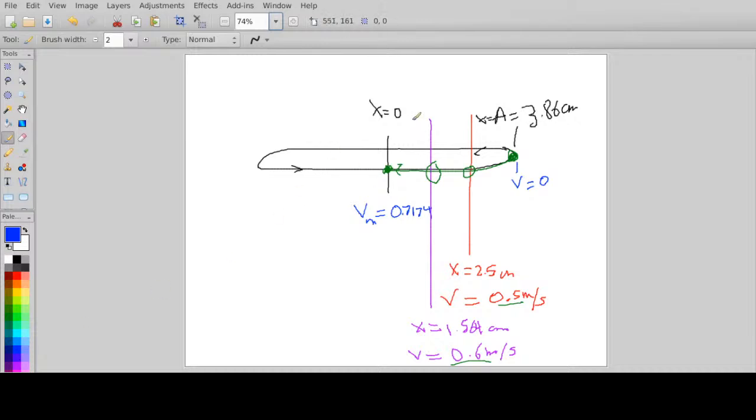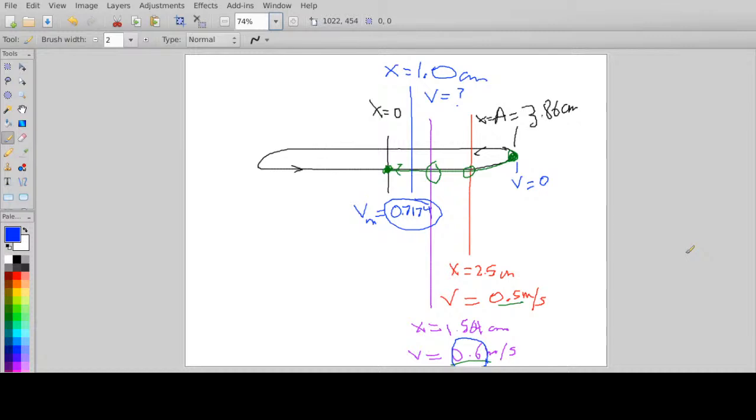In fact, I could have even picked another point. I don't think we need to belabor this, but suppose I gave you that point and said that x is equal to, I don't know, 1.0 centimeters, like that. Could you put boundary conditions on the velocity? And the answer is yes. It would have to be bigger than 0.6 meters per second, but less than 0.7174 meters per second.